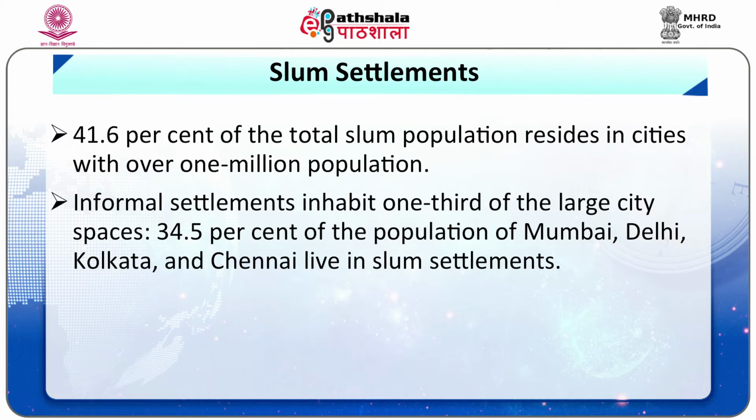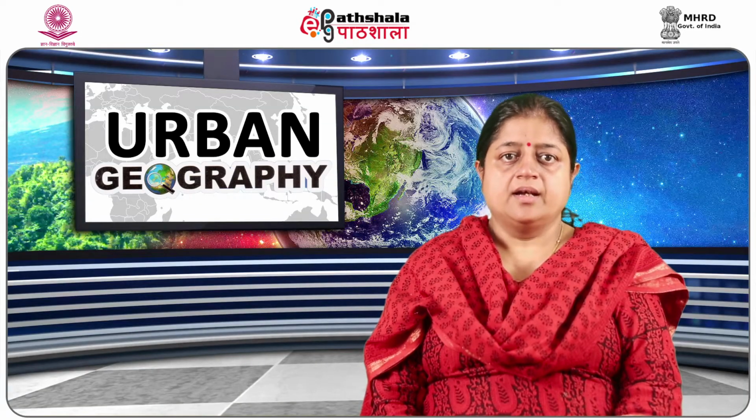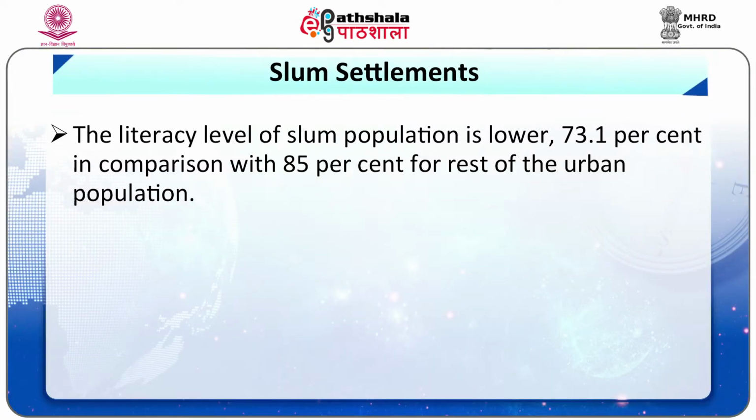Informal settlements inhabit one-third of the large city spaces. 34.5% of the population of Mumbai, Delhi, Kolkata and Chennai live in slum settlements. The slum settlements have an elevated proportion, 17.4%, of scheduled castes compared to non-slum settlements. In addition, not surprisingly, the literacy level of slum population is lower, 73.1% in comparison with 85% for the rest of the urban population.